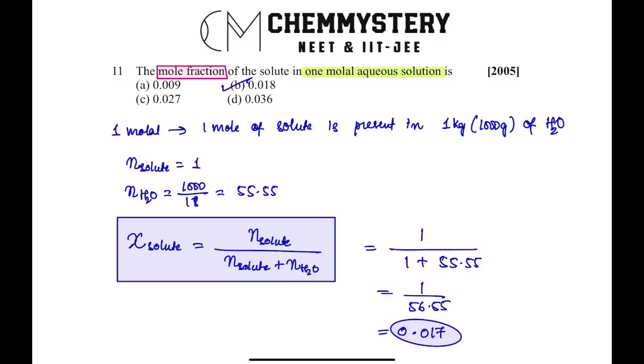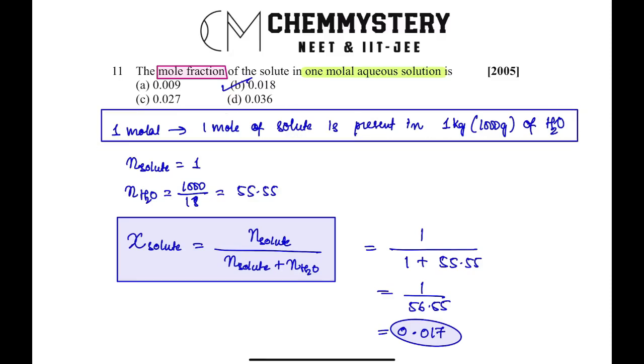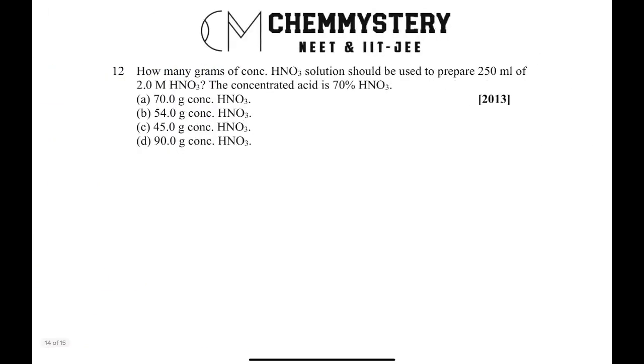So whenever this kind of things are given, learn to decode these things. Next one. How many grams of concentrated HNO3 solution should be used to prepare? You need to calculate the number of grams of HNO3 solution used to prepare the new solution, whose volume is given as 250 ml, of strength 2 molar HNO3. The concentrated acid is 70% HNO3. Again you have that 70% thing.